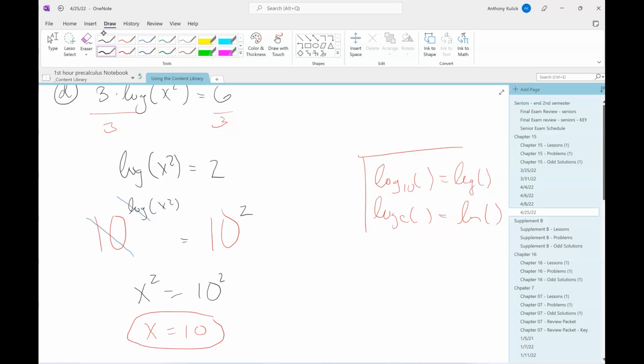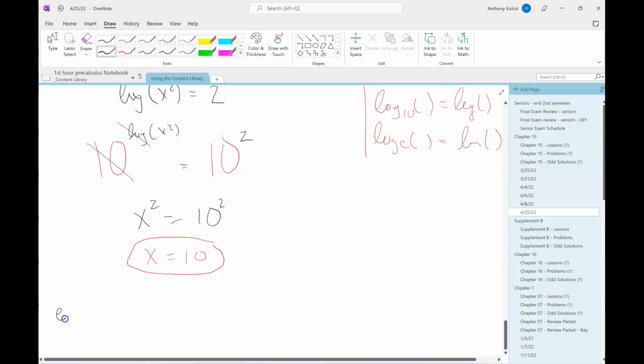Mr. Kulik, does it get harder than this? Of course it does. When do the quadratics come in, Mr. Kulik?